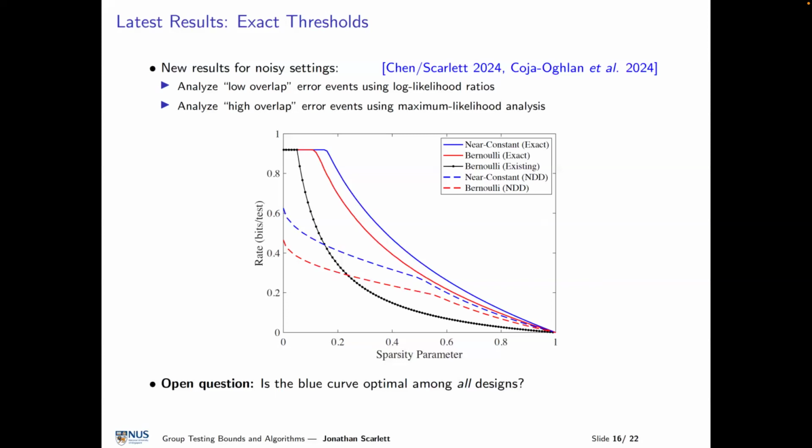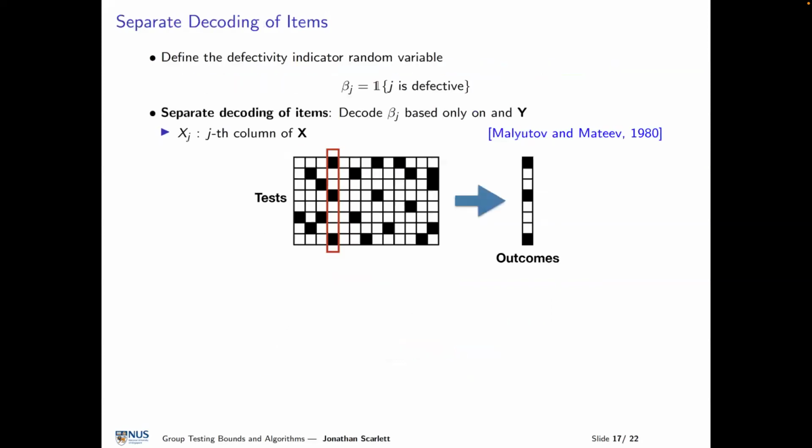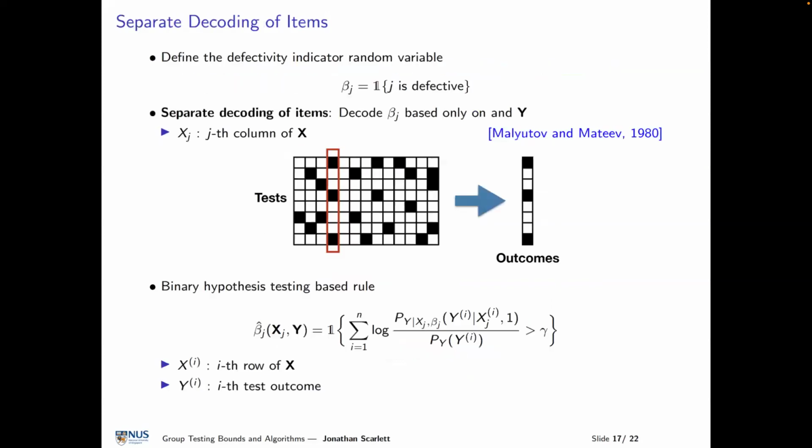Those two papers could be really tough to read. Our paper is like 70 or 80 pages, so it was very tough. I think I'll skip over this. This is just outlining one of those techniques where we decode items separately.